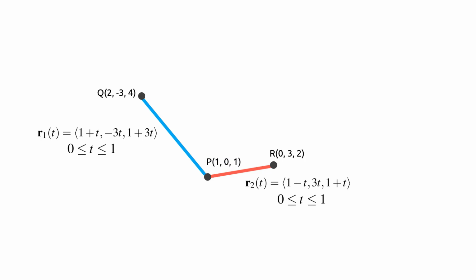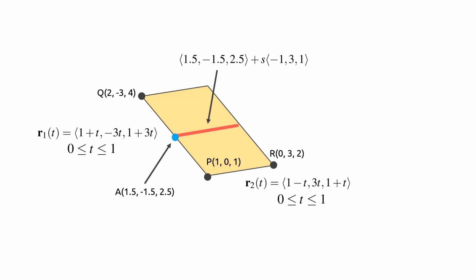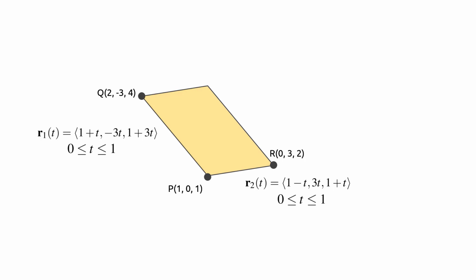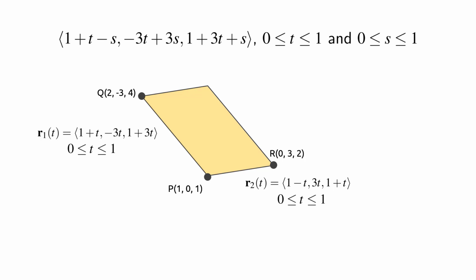Now, to get all the points inside the parallelogram, we need to start at every point on the line segment PQ and follow a line segment parallel to PR to this edge. For example, we know that point A is a point on PQ. If we start at this point and follow a line segment to the opposite edge, we need to add s times the vector <-1, 3, 1> to its position vector, giving us this. To view the whole parallelogram, we need to do the same for every point on PQ, which means adding the vectors r1 and s times <-1, 3, 1>, using this vector function.